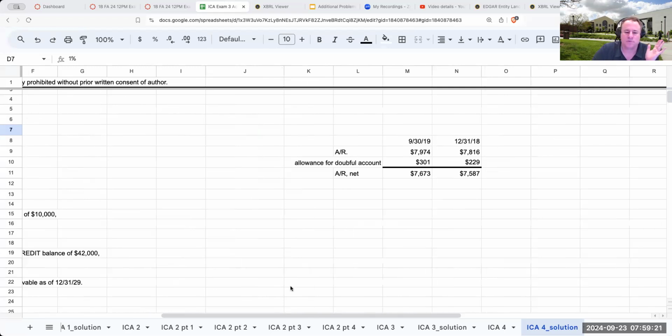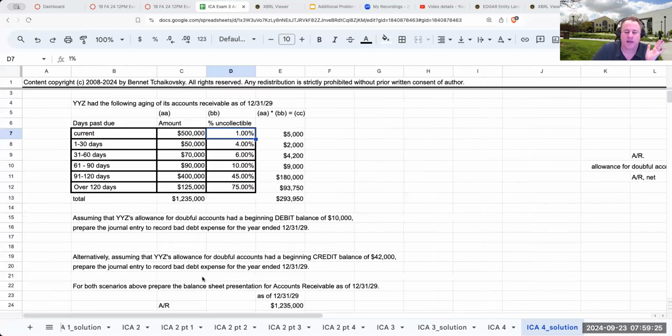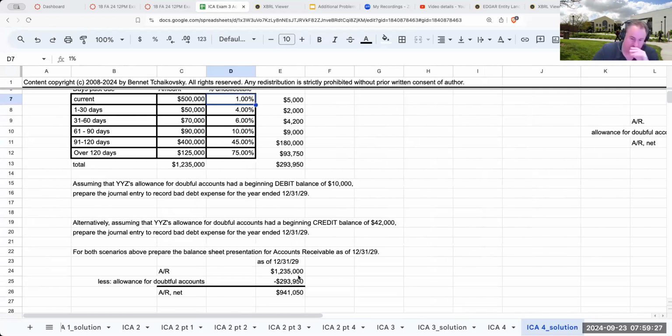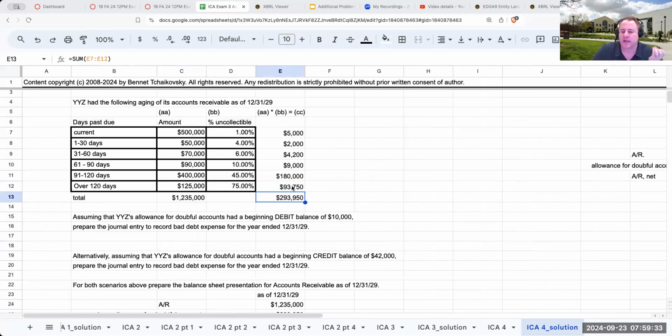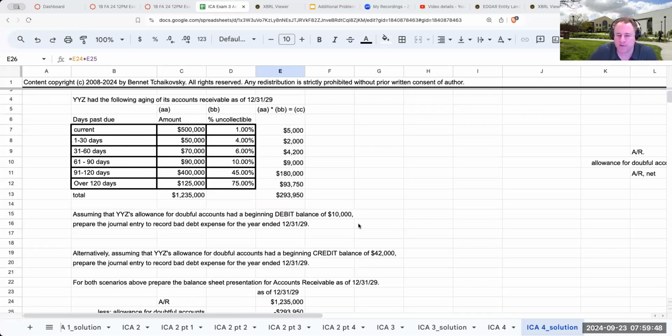So, coming right back over here, let's take a look at these other parts. My total AR was 1.2 million, or 1,235,000. The amount I do not expect to collect is 293,950. So my accounts receivable net, or what I'm going to be showing on my balance sheet, is going to be 941,050. Remember, what we show on our balance sheet is what we expect to collect.